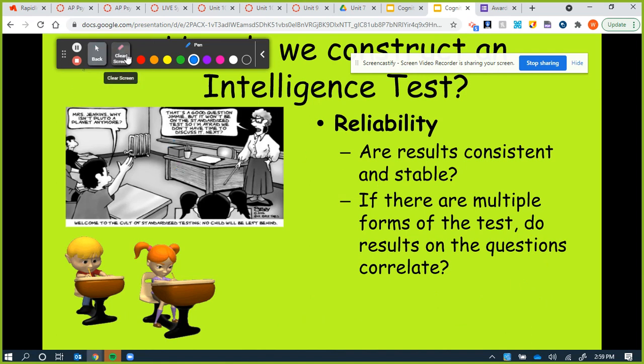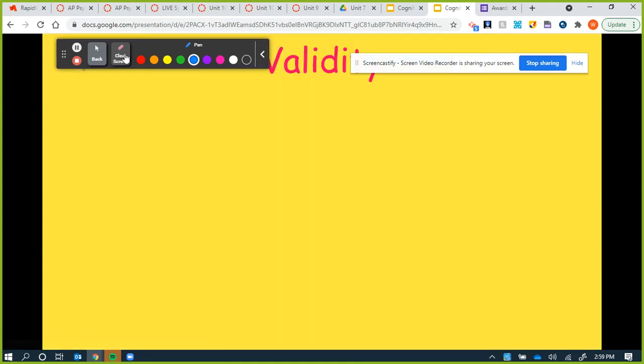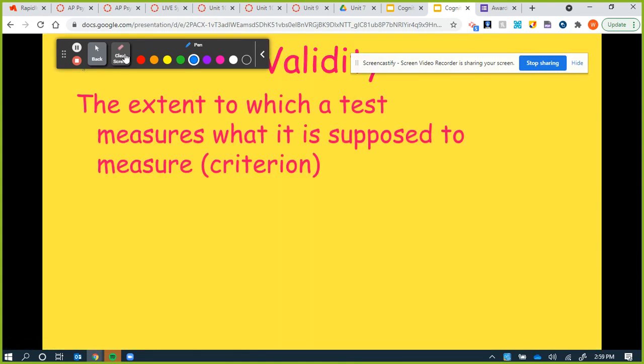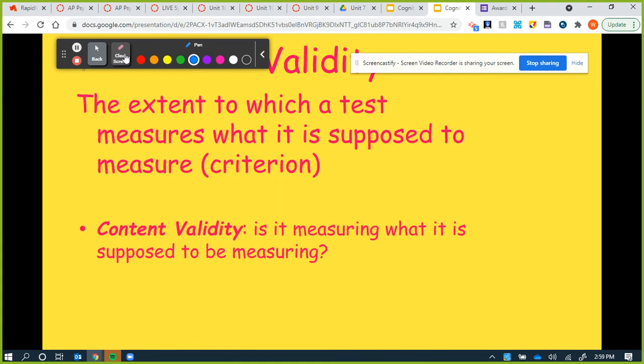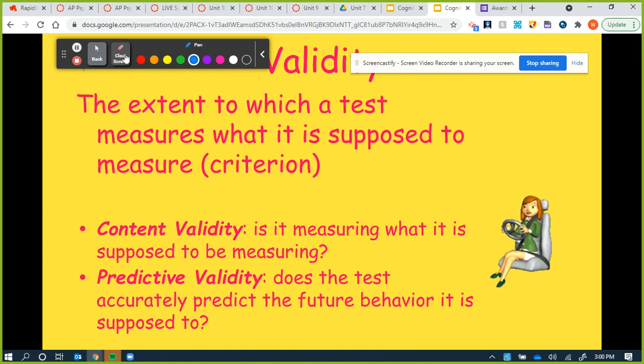The tests in this class are pretty reliable. People who do well generally score around the same score each time, sometimes to their own chagrin. All right, finally, validity.